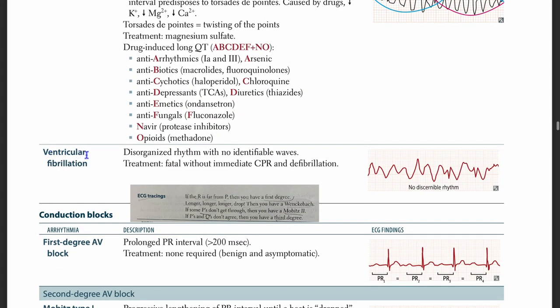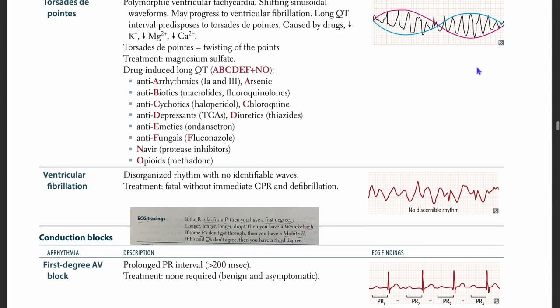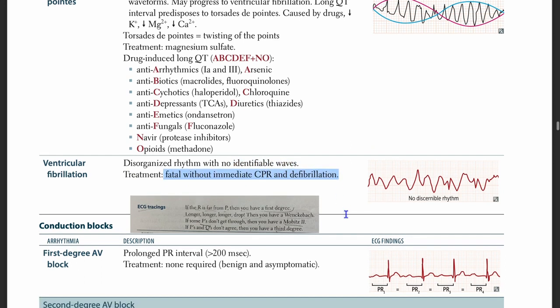to know. Ventricular fibrillation. Okay. Know the difference between the two ECGs. Okay. It's important to know the difference, because they look a lot similar. So here, disorganized rhythm with no identifiable wave. Okay. And treatment is fatal without immediate CPR and defib. Okay.